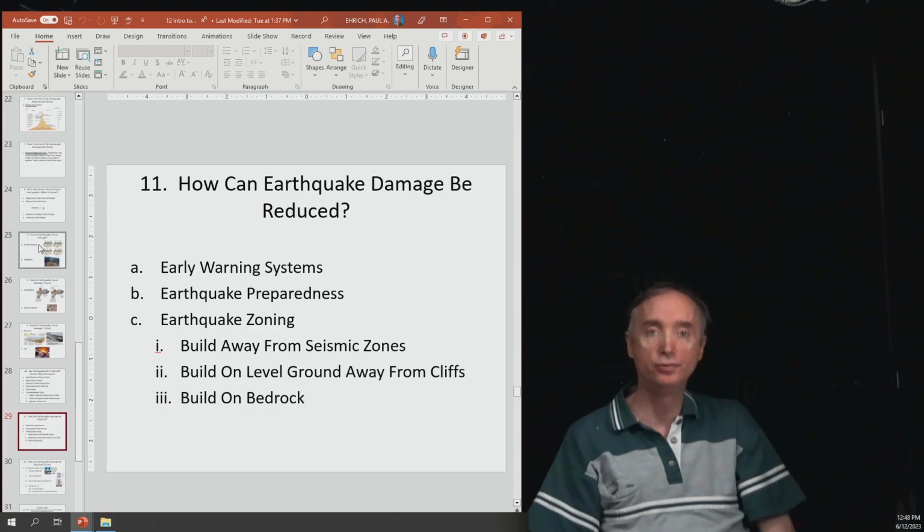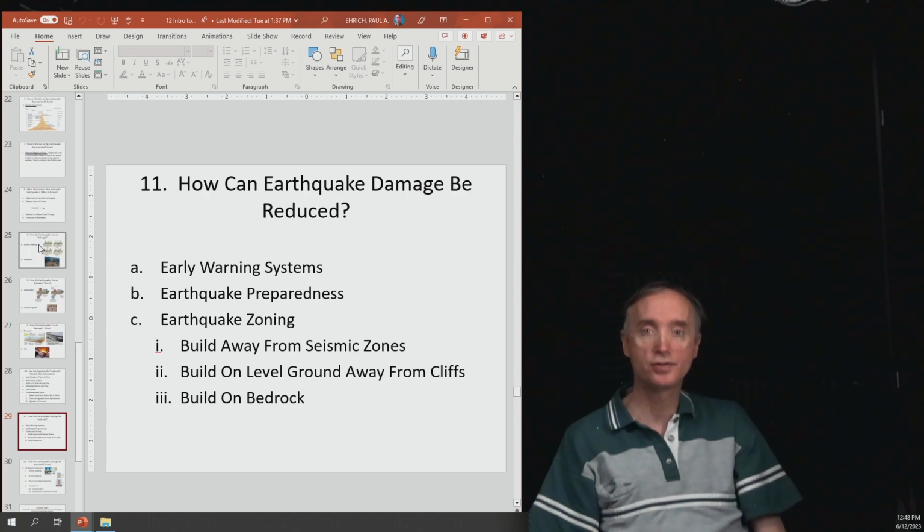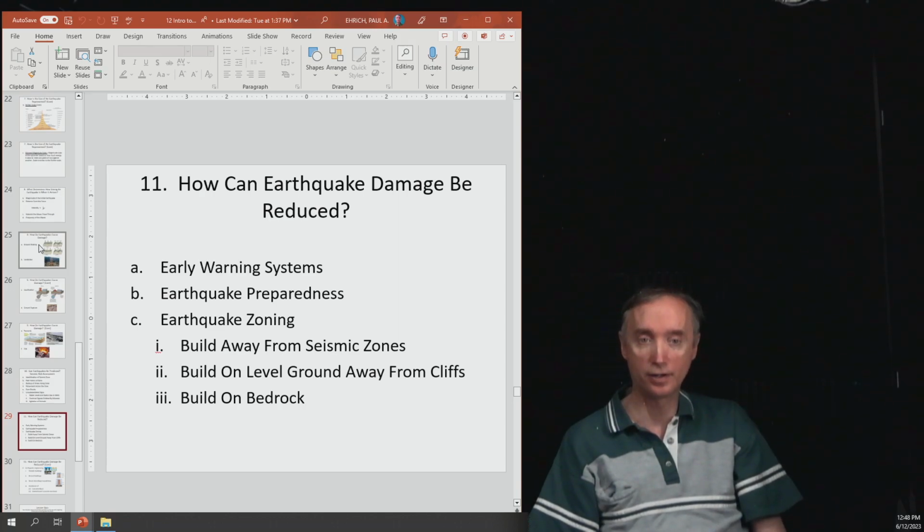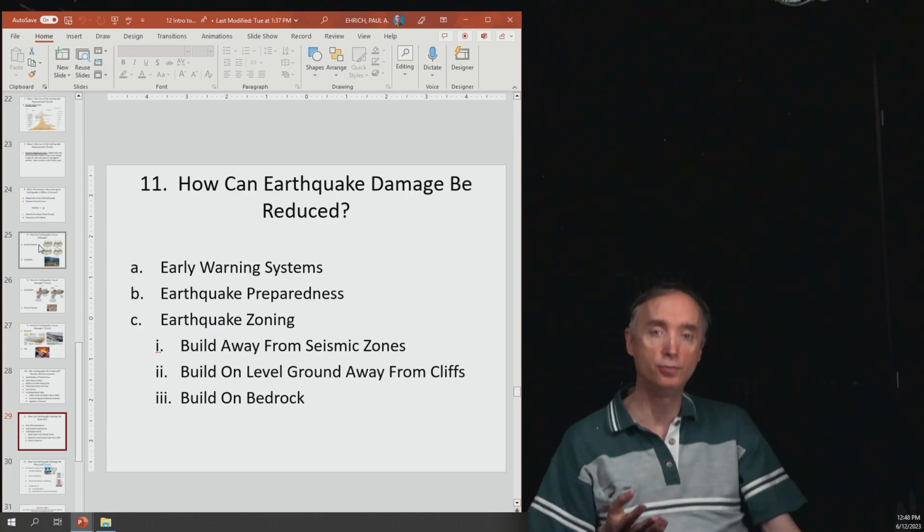So how can you reduce the damage caused by earthquakes? The first is to have an early warning system. Second is to be prepared for an earthquake. That would mean taking all of your things like TV sets and water heaters and bolting them to the walls. Have an earthquake kit, so have food and blankets ready just in case an earthquake occurs. Then earthquake zoning, so be careful about where you put your buildings.